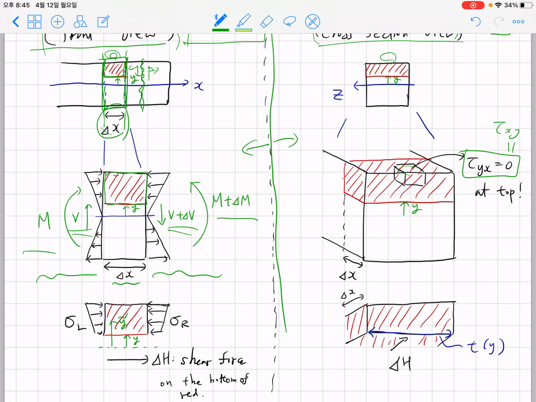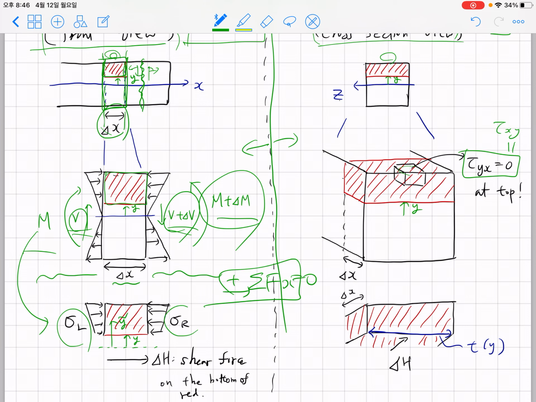Out of this red block, what you're going to consider is force equilibrium along the x direction. Because V plus delta V and V are forces along the y direction, we don't need to worry about them. So what you can expect is we have x direction force from the M, and we have x direction force and stress out of M plus delta M from the right side.